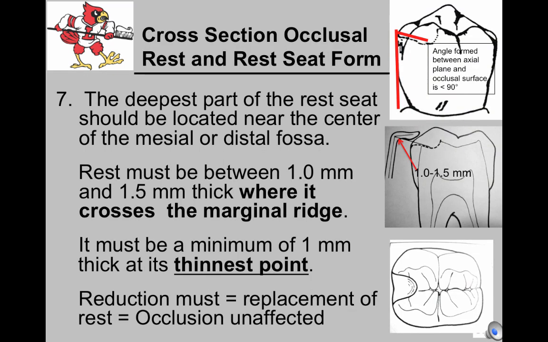The deepest part of the rest seat should be located near the center of the mesial or distal fossa. The rest must be between 1 and 1.5 millimeters thick where it crosses the marginal ridge. It must be a minimum of 0.5 millimeters thick at its very thinnest point, which would be in the fossa portion. Reduction must equal the replacement of the rest. In other words, the occlusion should be unaffected because we have reduced the tooth by at least the amount that we have replaced with a rest.